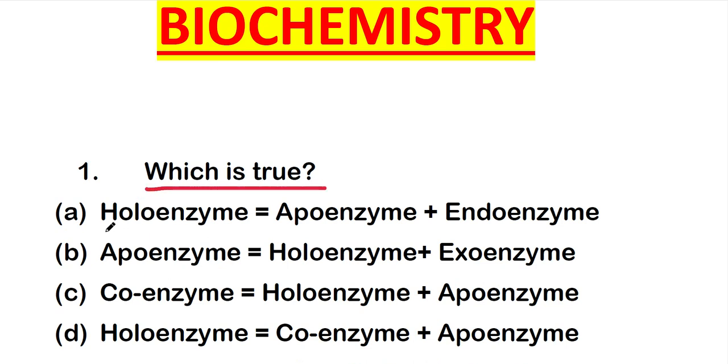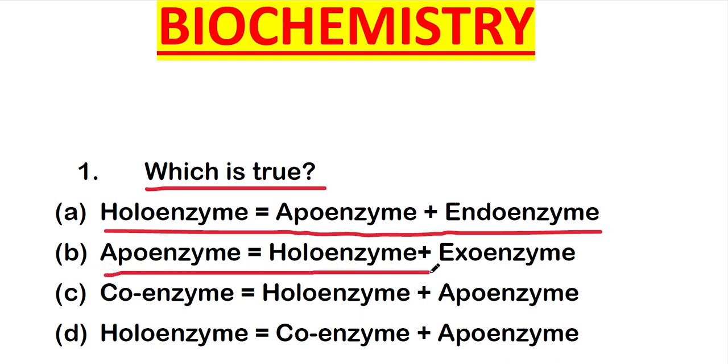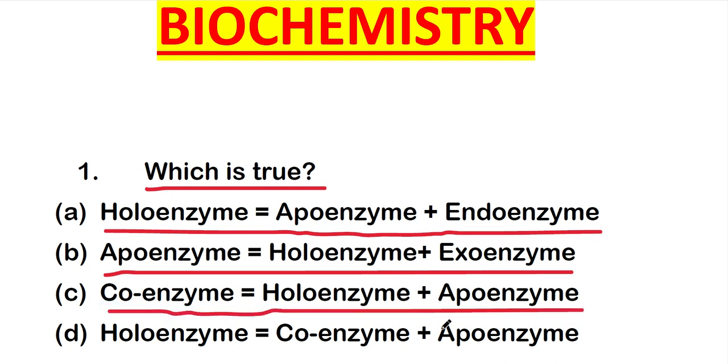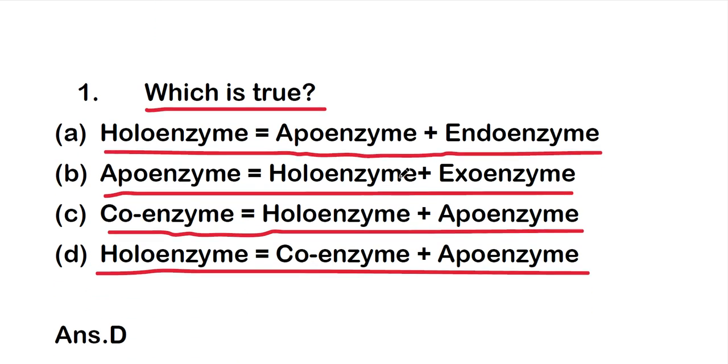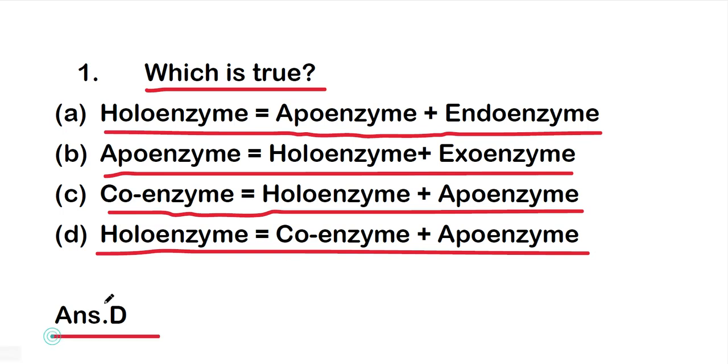Options are: option A, holoenzyme equals apoenzyme plus endoenzyme; option B, apoenzyme equals holoenzyme plus exoenzyme; option C, coenzyme equals holoenzyme plus apoenzyme; or option D, holoenzyme equals coenzyme plus apoenzyme. And the right answer is option D, that is holoenzyme equals coenzyme plus apoenzyme.